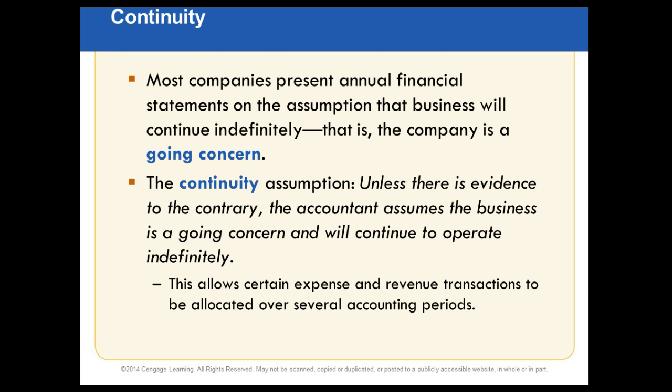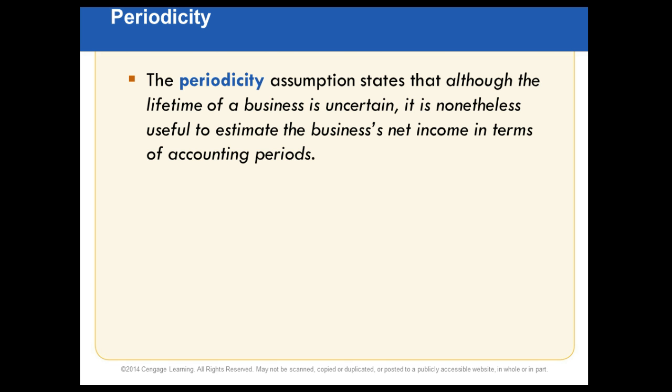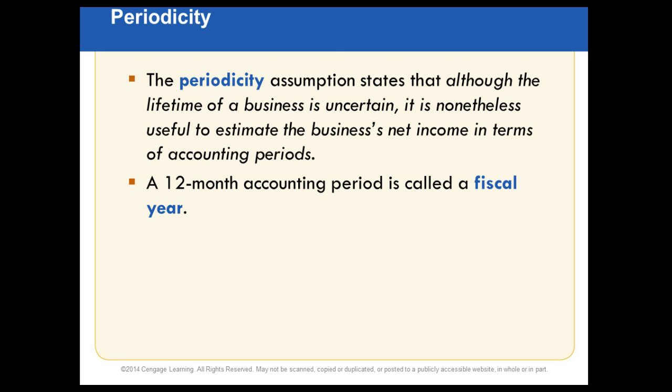But moving on, the continuity concept allows certain expenses and revenue transactions to be allocated over several accounting periods. The other assumption we brought up, called the periodicity assumption, states although the lifetime of a business might not be totally certain, it's useful to estimate the business's net income in terms of accounting periods. We usually say my business this year had revenues of X, not over the past 3 years. We usually keep it in terms of a year, a quarter, or a month.